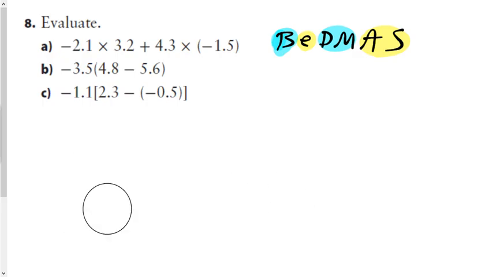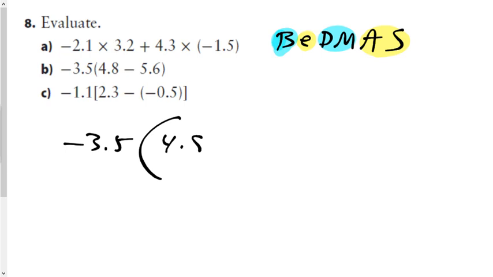Question number B, letter B. It says negative 3.5 multiplied by brackets the difference between here. So again, although it's not written, we have two operations. We have a multiplication that exists between the number and the brackets, and we have a subtraction. But these are brackets, so do these first.